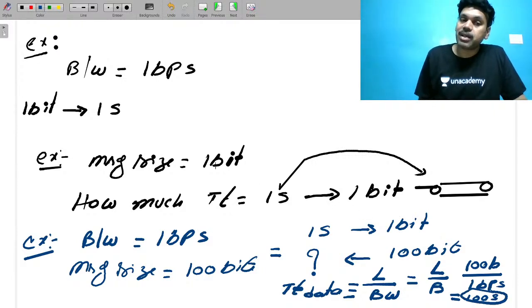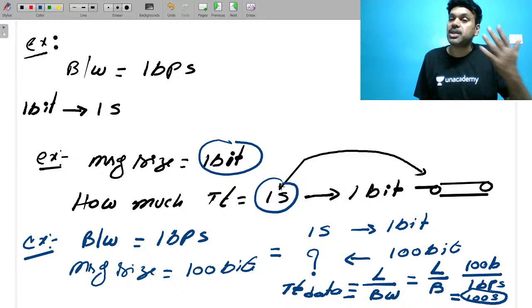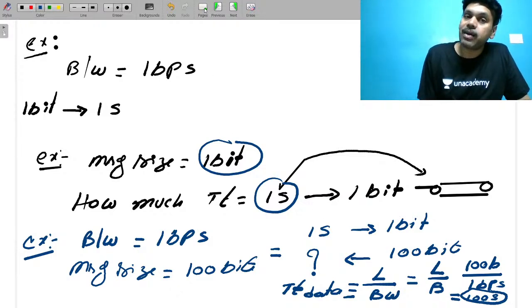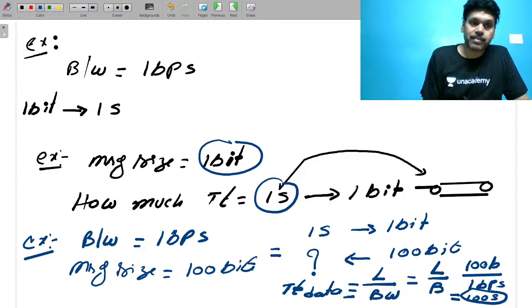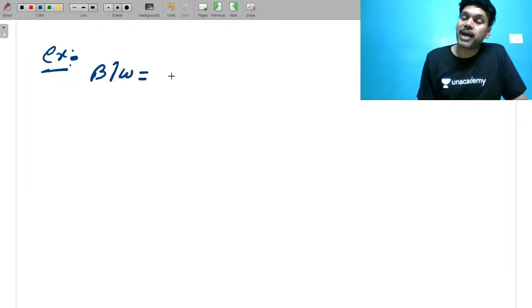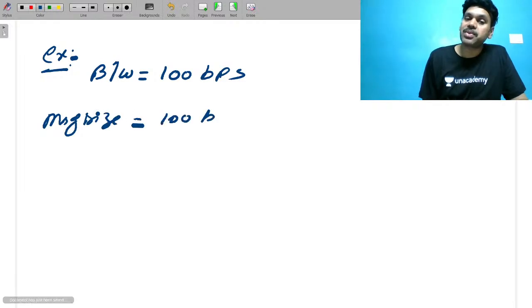So what I said: if your message size is decreased, then TT is also going to be decreased. If your message size is increased, then TT is going to be proportionately increased. Let us see one more example. This time I have taken a good bandwidth, something like 100 bits per second. And now I make the message size constant, the same 100 bits only.